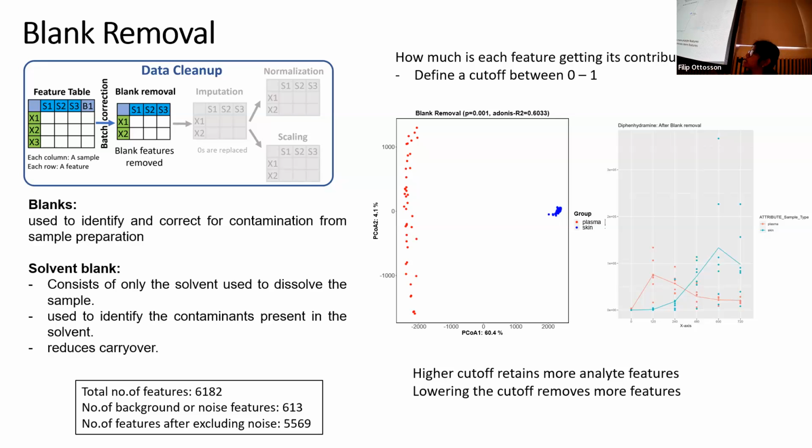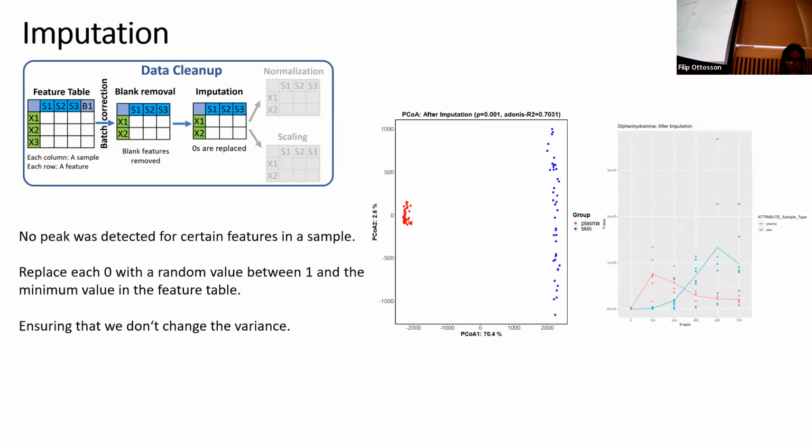We have used a 0.1 cutoff, and this is the total number of features that were there. With the 0.1 cutoff, we removed 613 features. You could also play around with this number and see how many features you remove. After blank removal, this is what we observe. I'm just looking at this drug, and it is also not in the blank, so it doesn't change anything here.